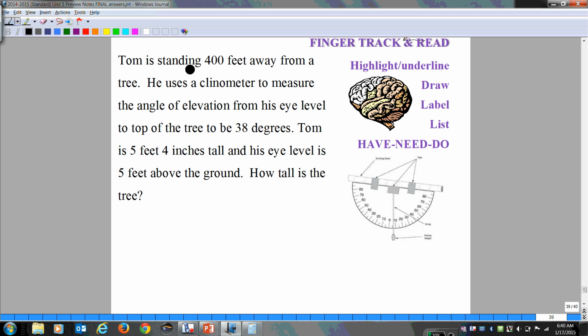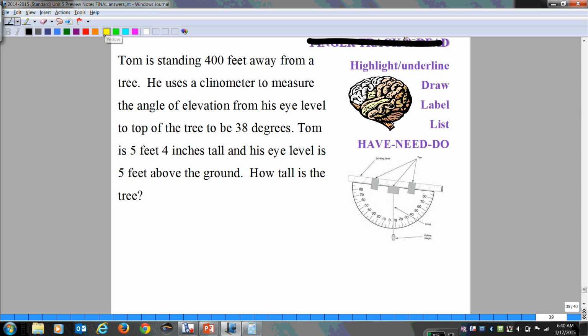Tom is standing 400 feet away from a tree. He uses a clinometer to measure the angle of elevation from his eye level to the top of the tree to be 38 degrees. Tom is 5 feet 4 inches tall, and his eye level is 5 feet above the ground. How tall is the tree? Finger track and read. We're done.